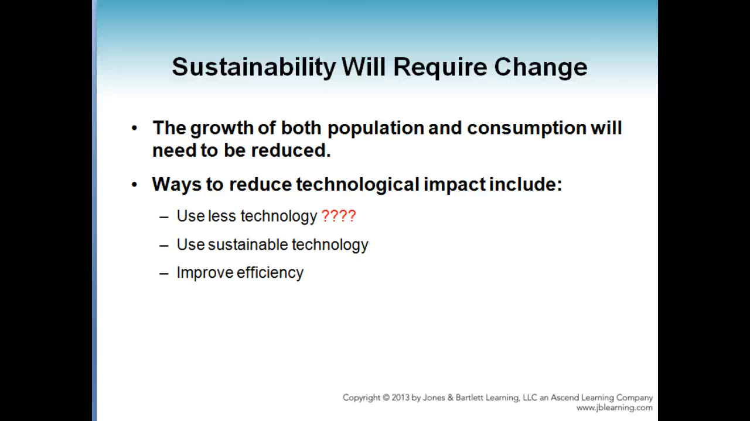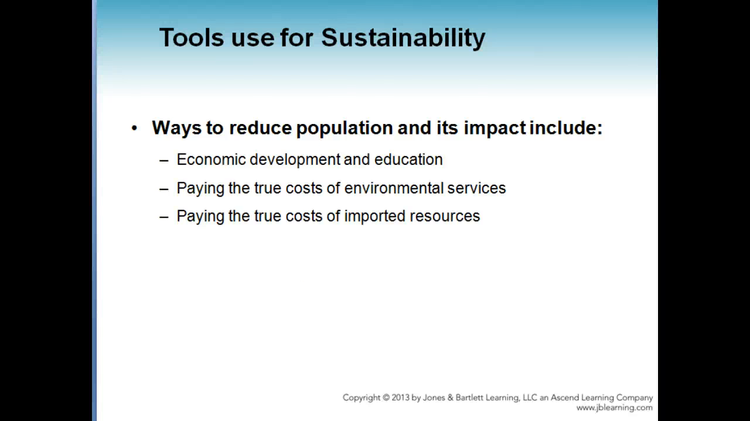So ways to reduce technological impact are to use less technology, which is a huge question mark, use sustainable technology, and improve efficiency. Ways to reduce population and its impact include economic development and education, where the entire world population becomes educated. This is shown to reduce impacts on the environment. The higher the education, the lower the environmental impact.